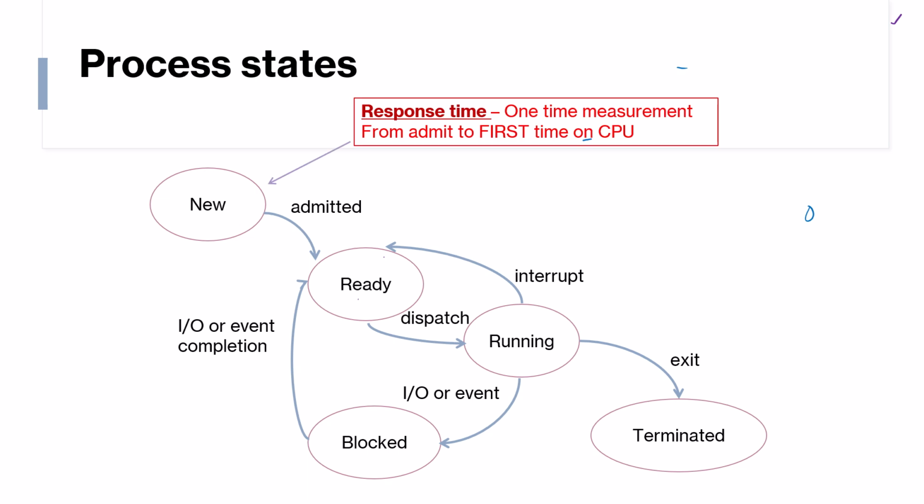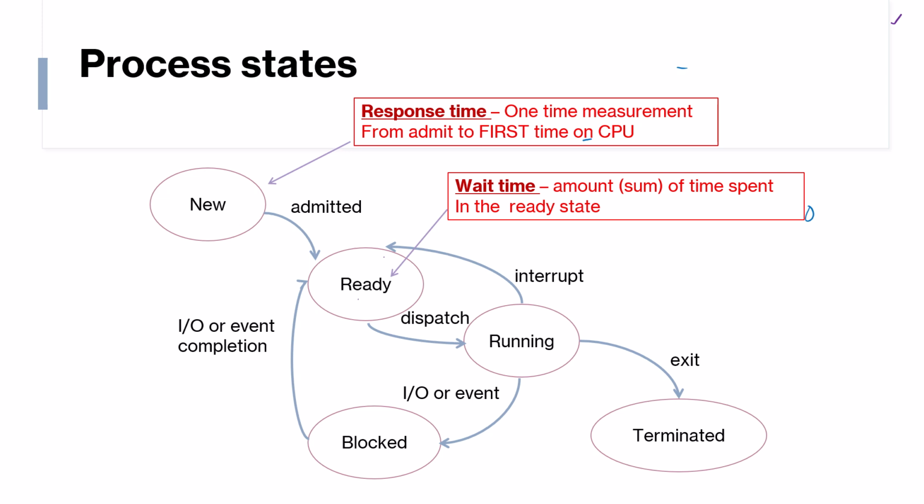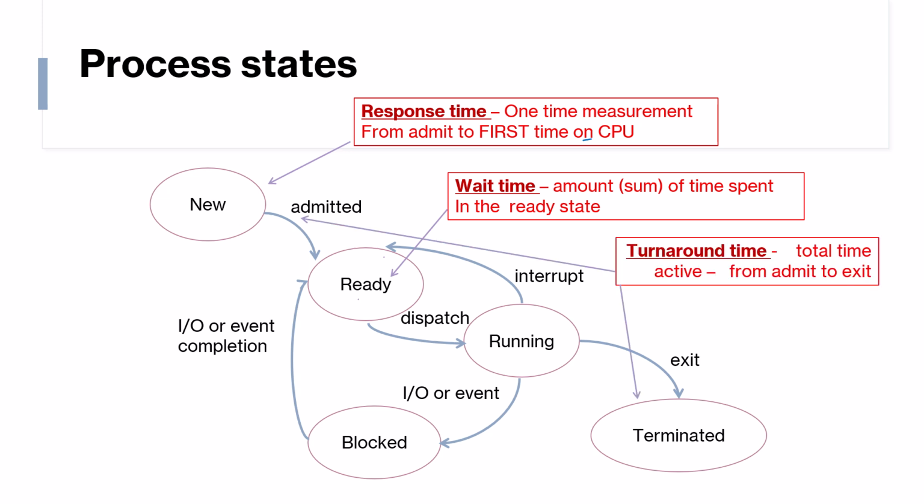So that's the response time. It's the one-time measurement from when it first gets admitted into the system until the first time on the CPU. Then the wait time is the sum of the time spent in the ready state, ready to get on the CPU, just after it goes to an event or gets interrupted. It's just going to add up all the time that it's waiting. And turnaround time is from when it gets admitted until it exits.